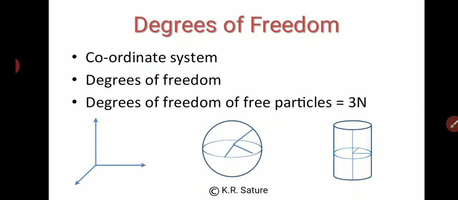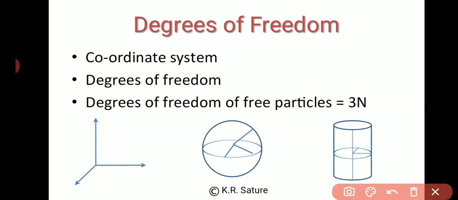Okay, so those are the degrees of freedom. Now let's discuss how this 3n came. As I told you earlier, these are the coordinate systems, and each coordinate system requires 3 components to describe the position of a particle. For example, in the Cartesian coordinate system you require x, y, z. In the spherical coordinate system you require theta, r, phi, and in the cylindrical coordinate system you require r, theta, and h. So in each system you require 3 coordinates.